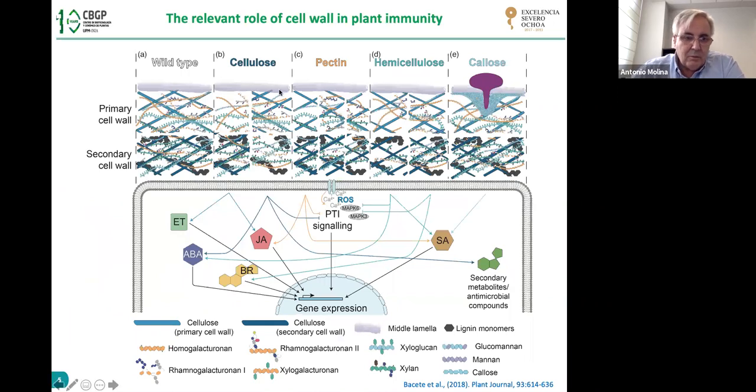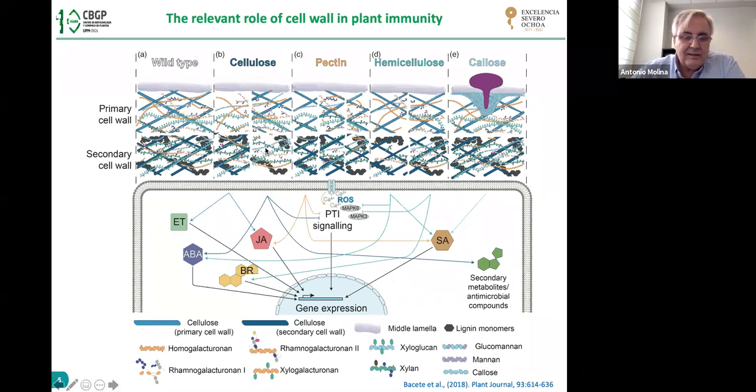So we know very well that the alteration of the cell wall, as is shown in this cartoon, for example of the cellulose content, pectin, hemicellulose, or callose synthesis, affects the plant resistance to pathogens. So this is clearly an example of the contribution of the cell wall to the immune response. And modification in the level of these different components of the cell wall results in the activation of some immune response that leads to enhanced resistance and in some cases enhanced susceptibility to some pathogens.